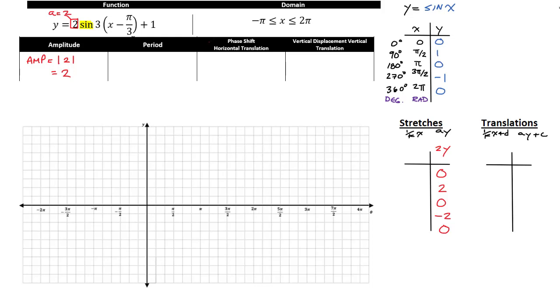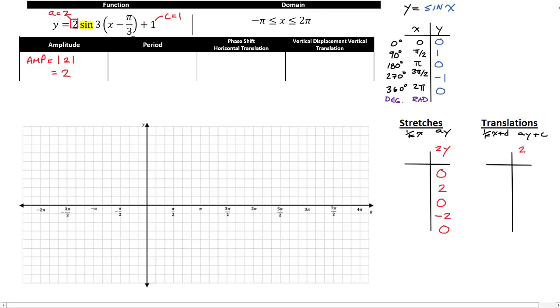All right, let's talk about C right now while we're on it. So what is C? That's the number at the back here. C is equal to 1. So that's going to be my vertical translation, or they like to call it the vertical displacement, how much we're going to move it up or down. So we're going to move it up 1.